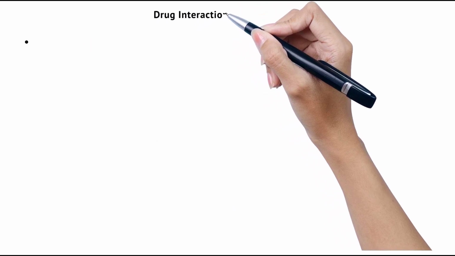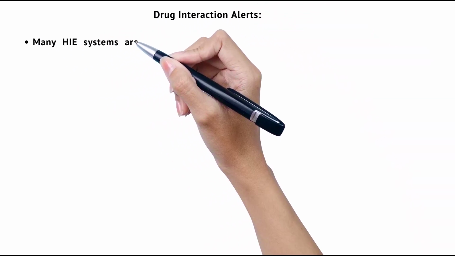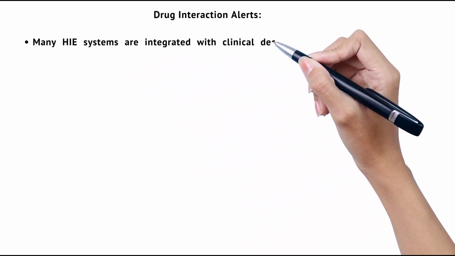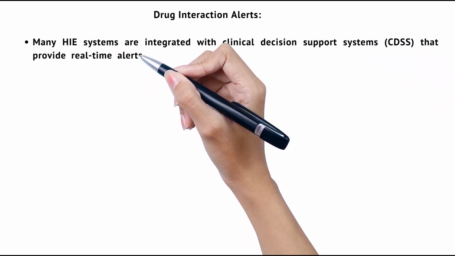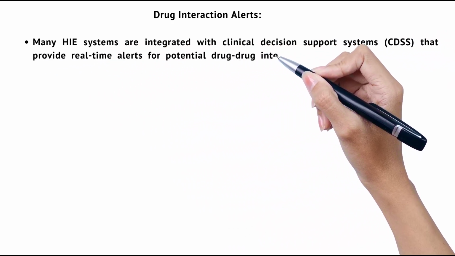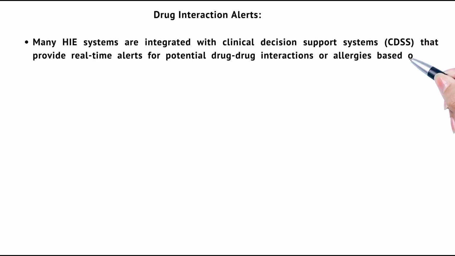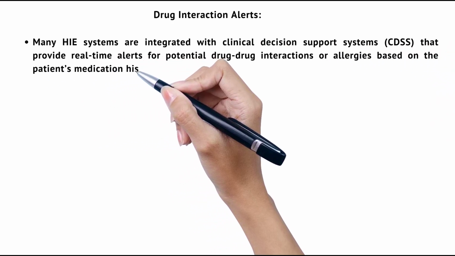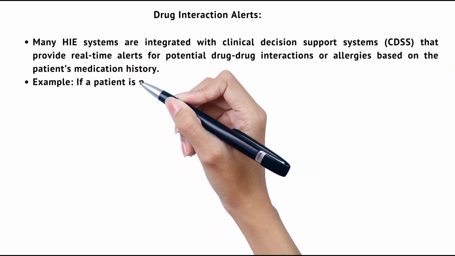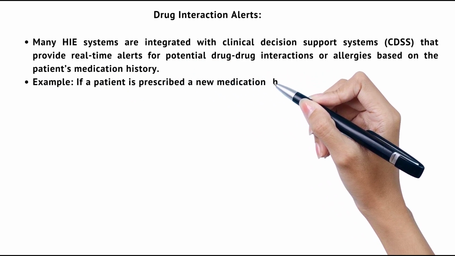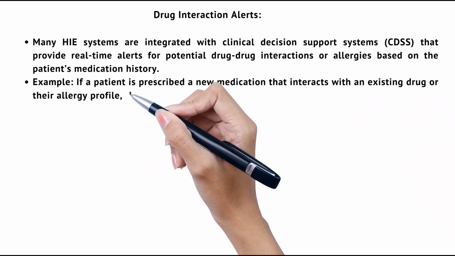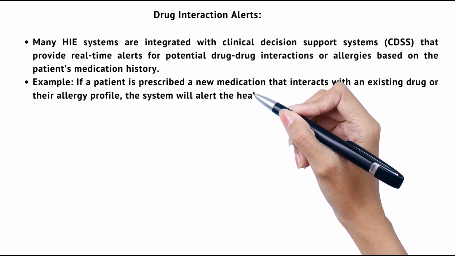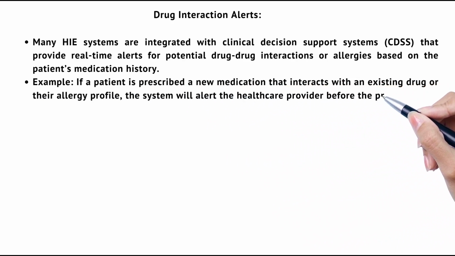Drug interaction alerts. Many HIE systems are integrated with clinical decision support systems, CDSS, that provide real-time alerts for potential drug-drug interactions or allergies based on the patient's medication history. Example: if a patient is prescribed a new medication that interacts with an existing drug or their allergy profile, the system will alert the healthcare provider before the prescription is finalized.